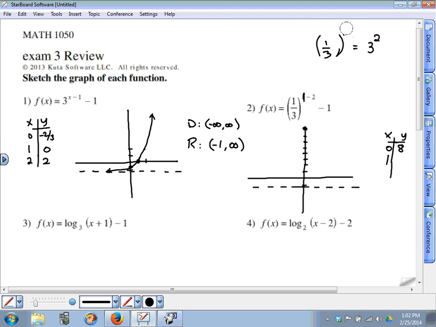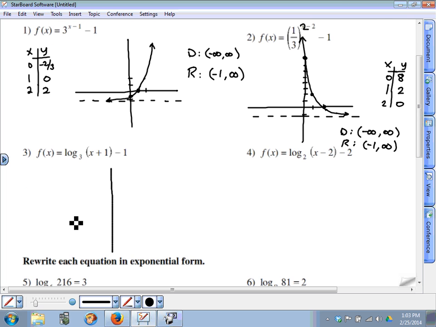Now, we let x equal 1. 1 minus 2 is -1. 1/3 to the -1 is the same as 3 to the first power, so that's 3. 3 minus 1 is 2. 1, 2. Then if we have a 2 for x, 2 minus 2 is 0. 1/3 to the 0 is 1. 1 minus 1 is 0. Even though these are both considered exponential functions, question 1 is an exponential growth function, question 2 is an exponential decay function. Here the domain is all real numbers. The range is -1 to infinity.